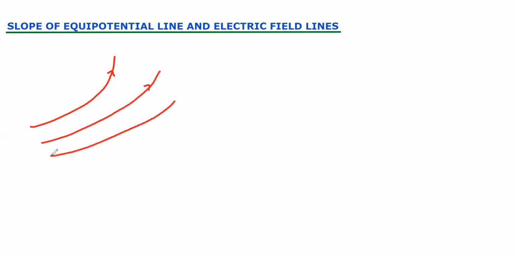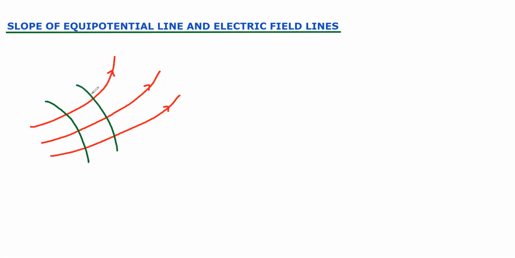Hello all. In this video, we'll be talking about slope of equipotential line and electric field lines. Let's imagine there is an electric field in the region, something like this, and there are corresponding equipotential surfaces, something like this.